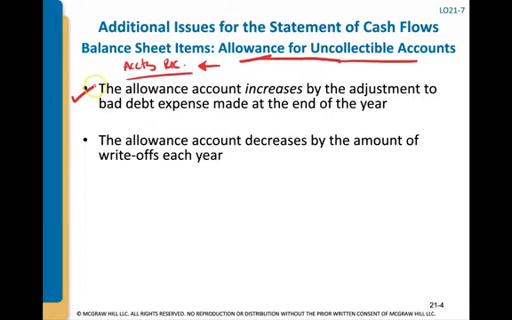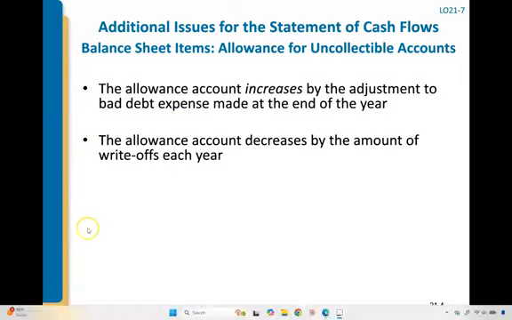So first, the allowance account increases by the adjustment to bad debt expense made at the end of the year. So this is how we account for amounts of our accounts receivable that we don't think are going to be collectible. We debit bad debt expense and credit the allowance account. And then when we have actual write-offs in each year, whether we end up collecting an amount that we didn't think we would, or we end up just saying, okay, we're never going to collect this so we can write off our allowance, we write it off each year through this allowance account as well.